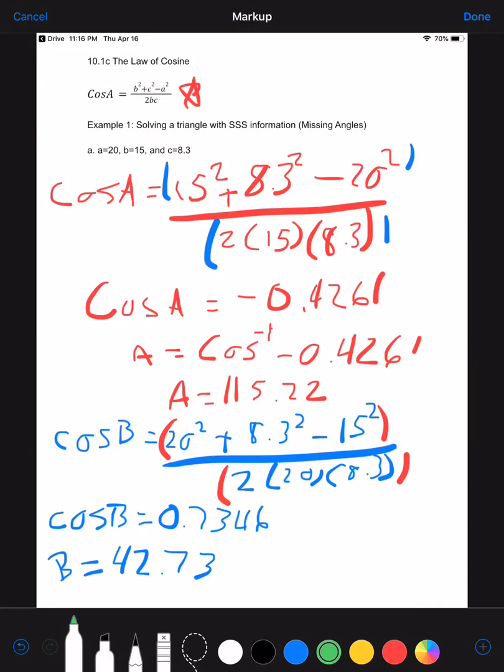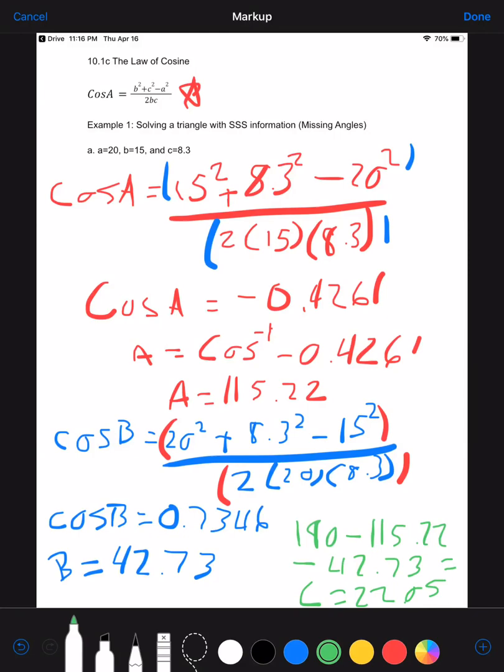Now, to find C, we're not going to do this process again, okay? We don't have to do this process. The 3 angles of a triangle always add up to 180, so we're going to do 180 minus the 2 angles we just solved for, so 115.22 minus 42.73. I'm going to pop that in our calculator, so 180 minus 115.22 minus 42.73 equals, so C equals 22.05. Okay. So that's the whole process.